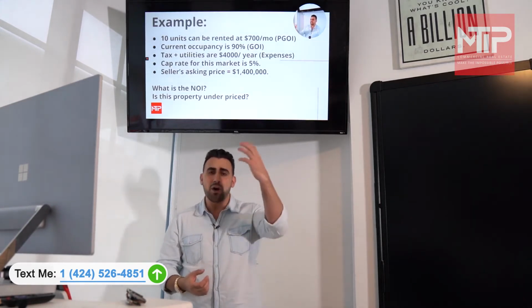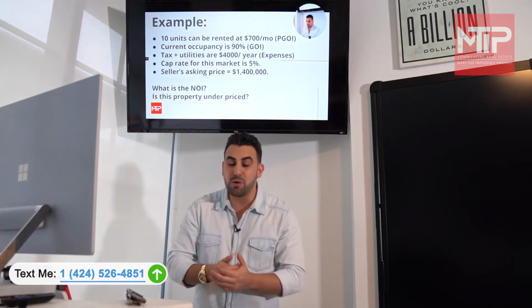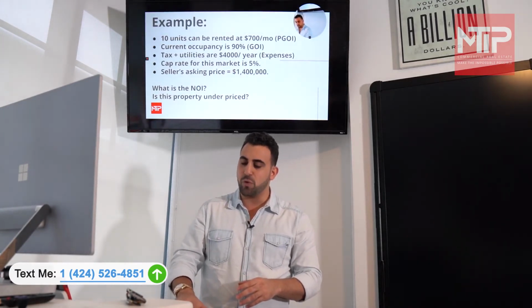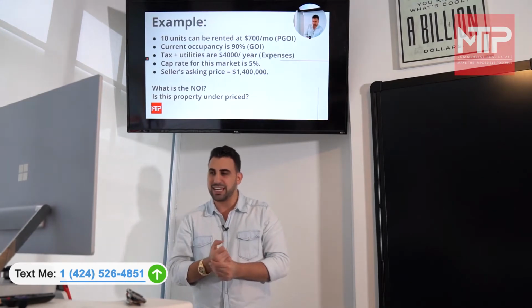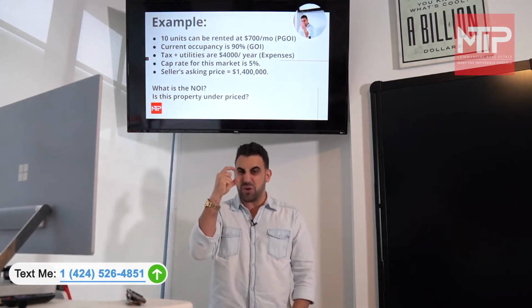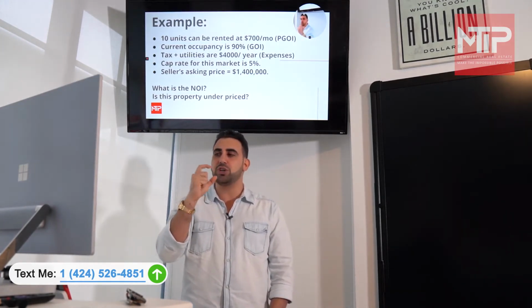So you got to take your NOI, you divide it by the purchase price, 1.4. So our NOI was $71,600, and we're going to divide that by $1.4 million, and we're going to get 5.1%, okay? So it's literally at market or a little bit right above, underneath, what market should be worth.